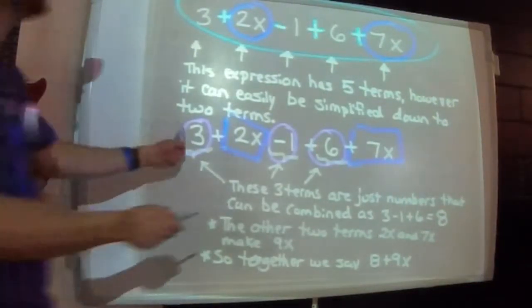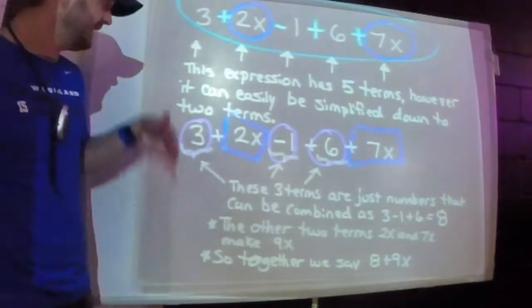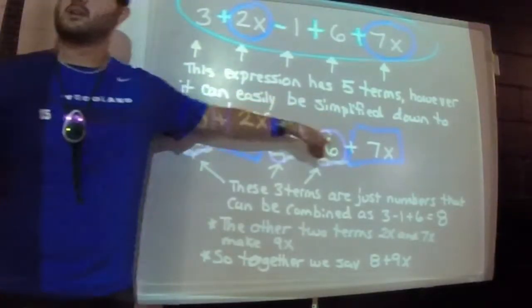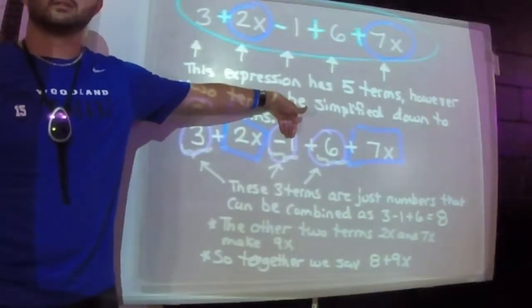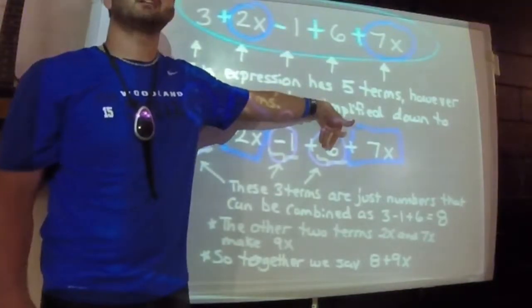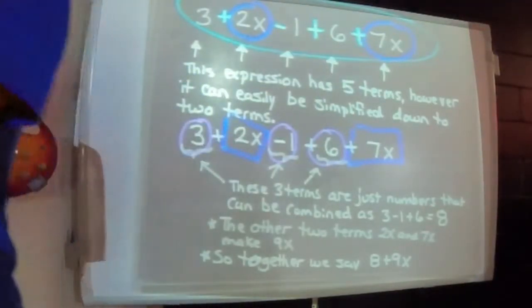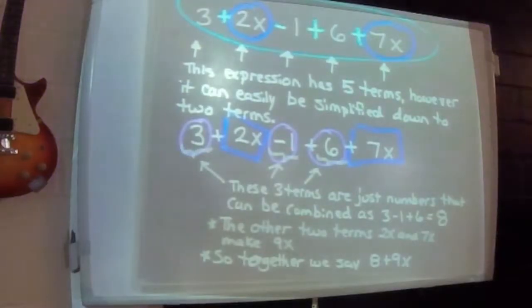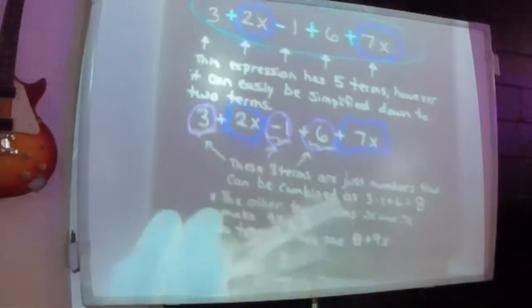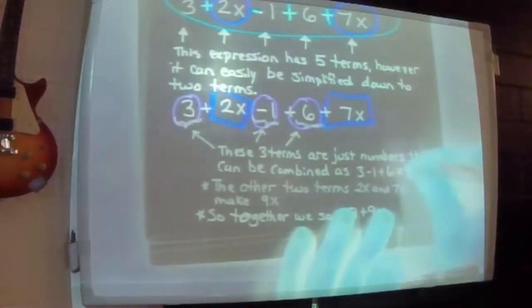So if you put these 3 together, first let's just do that. I'm going to put this one and this one and this one together. What is 3 minus 1? 2. Then add 6 to that. 8. So if you put all those just numbers together, it's 8. That's where we get 8.